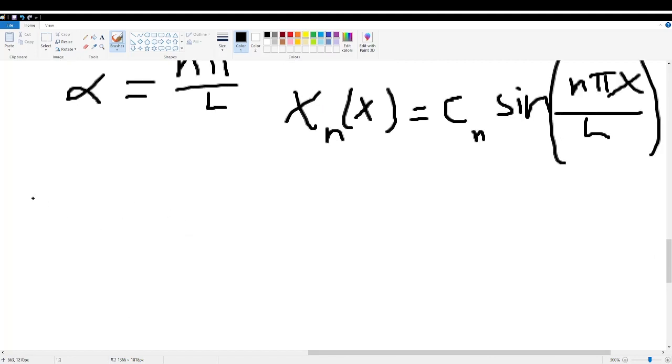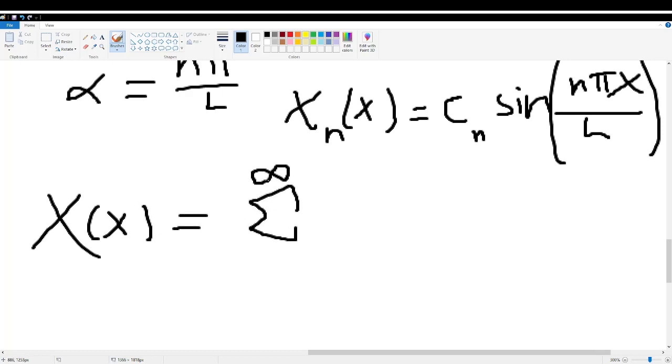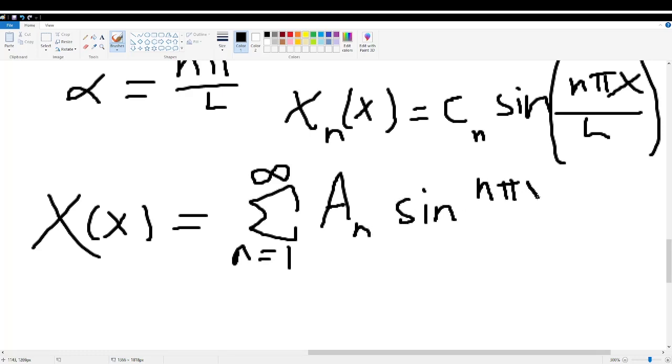Luckily, we recall our superposition theorem, which says that the true X of x is going to be an infinite sum, right? And this should start reminding you of something, right? n equals 1 to infinity of some arbitrary coefficient, let's call it A sub n, times sine of n pi x over L. This is our X of x.